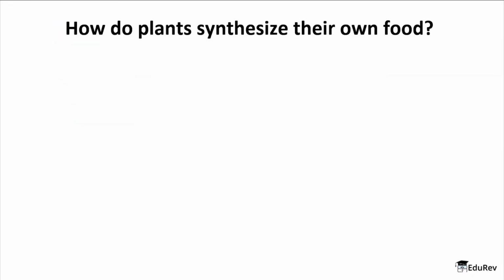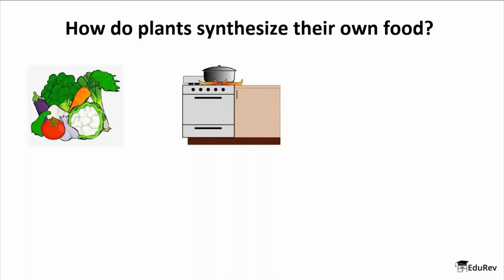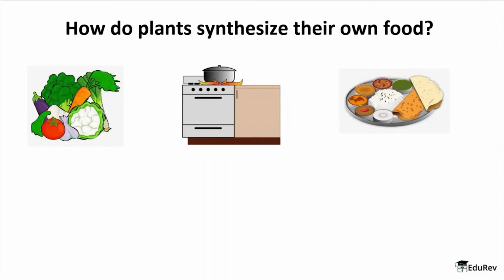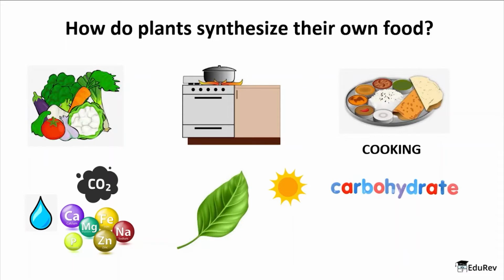Now the question is, how do plants synthesize their own food? Just like in our case, we have certain raw materials which are cooked inside our kitchen on a gas stove, and we finally get the food to eat, and the process is called cooking of food, right? Similarly, in case of plants, we have raw materials which is water, carbon dioxide and certain minerals which are cooked inside a special place in a plant which is a leaf. Instead of being cooked on a stove, they are cooked in presence of sunlight, and we get the food in form of carbohydrates, and the process is called photosynthesis.